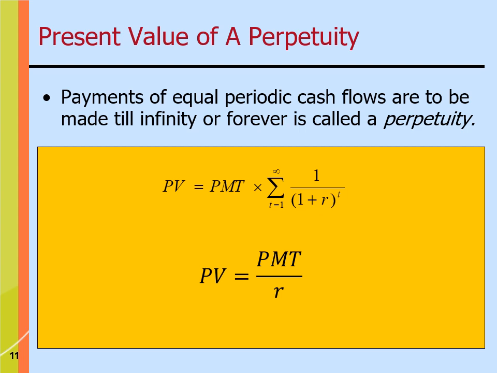Now let us quickly look at how you can calculate the present value of a perpetuity. Perpetuity is a payment of equal periodic cash flows which are to be made until infinity or forever. So this is what we call perpetuity. With this formula, you can simplify it into this.